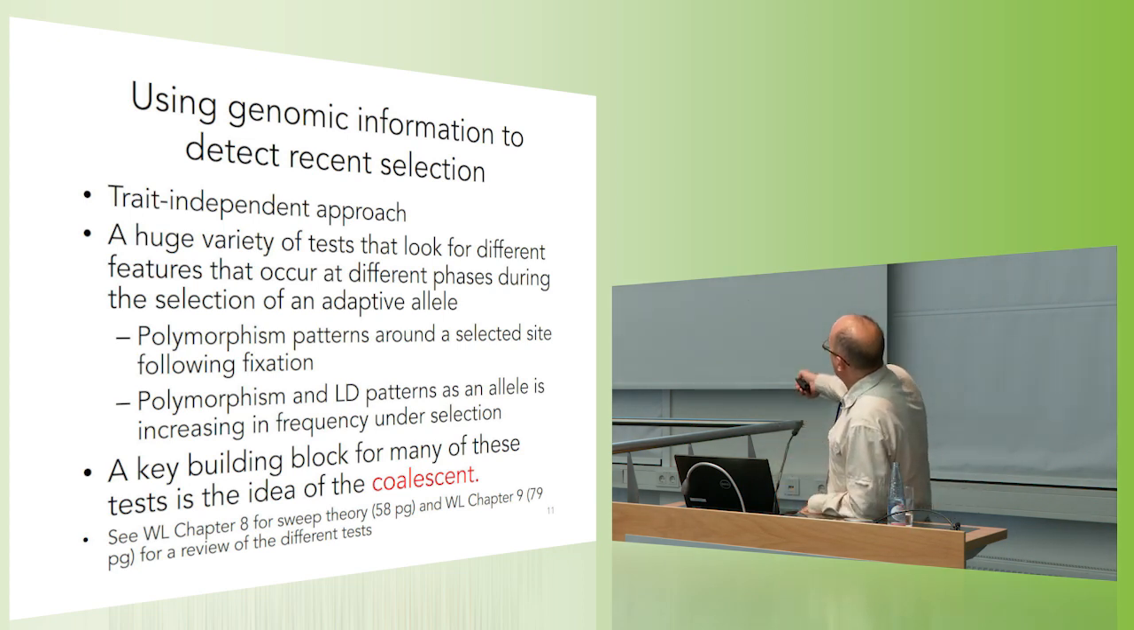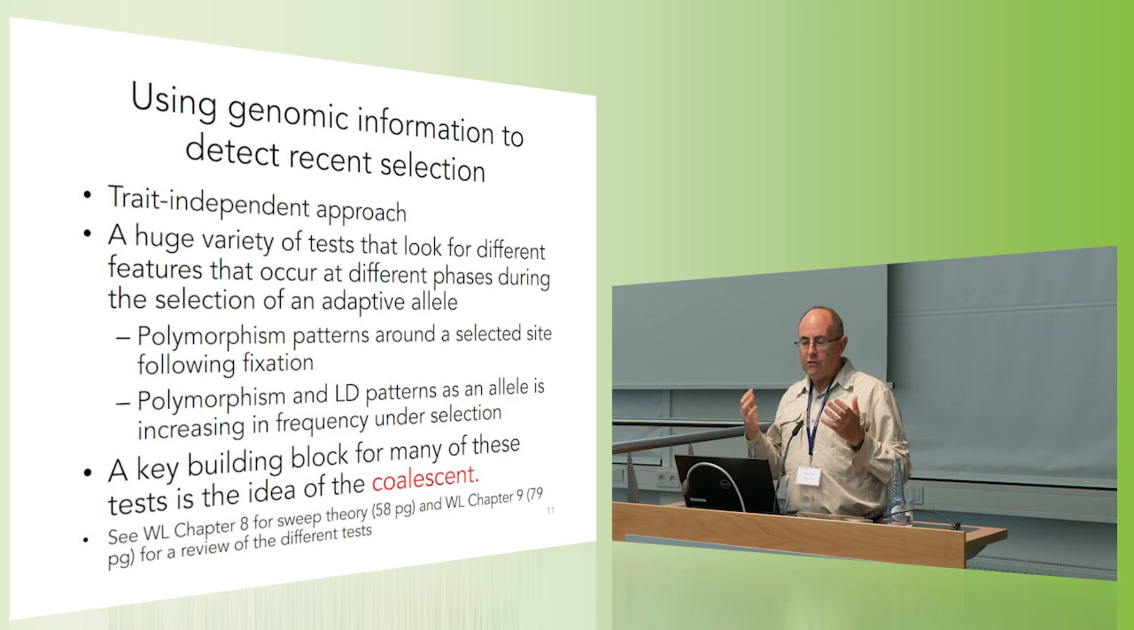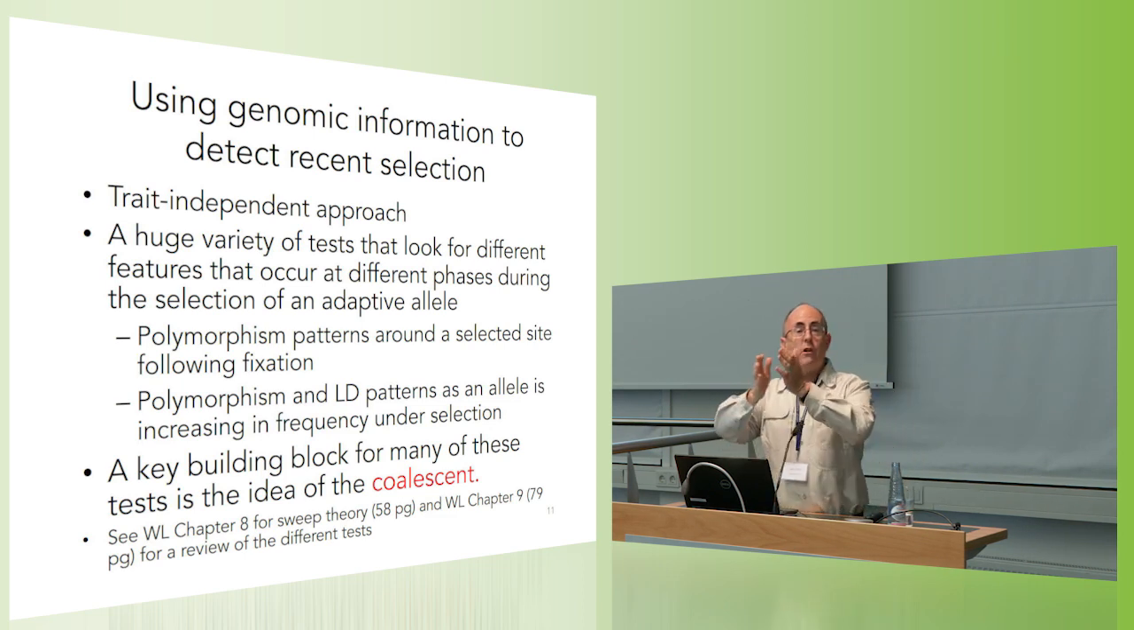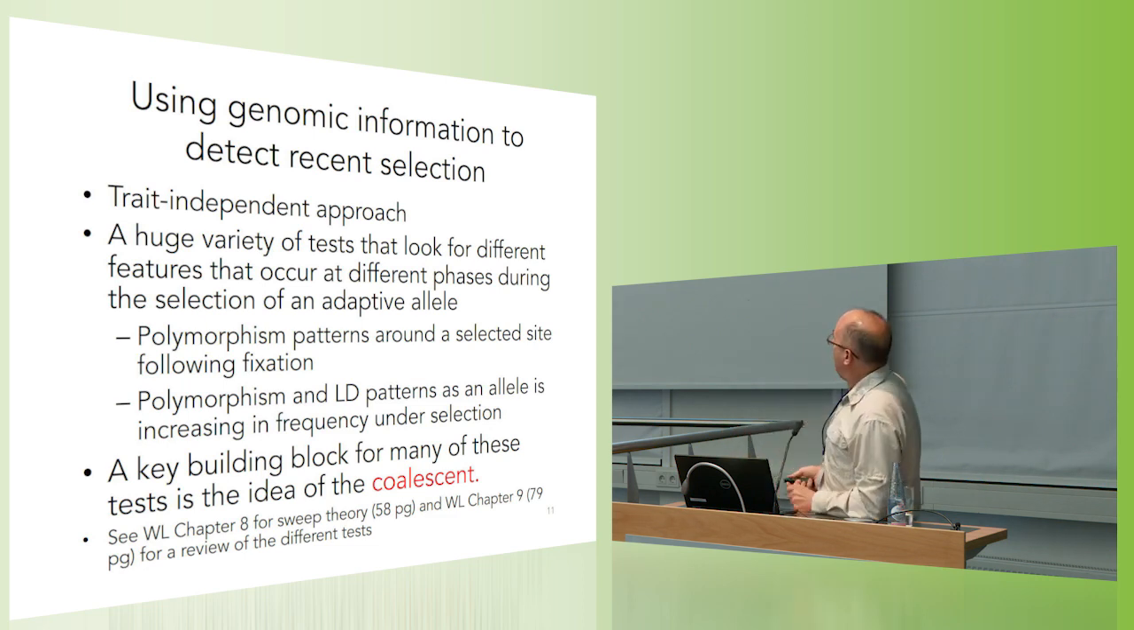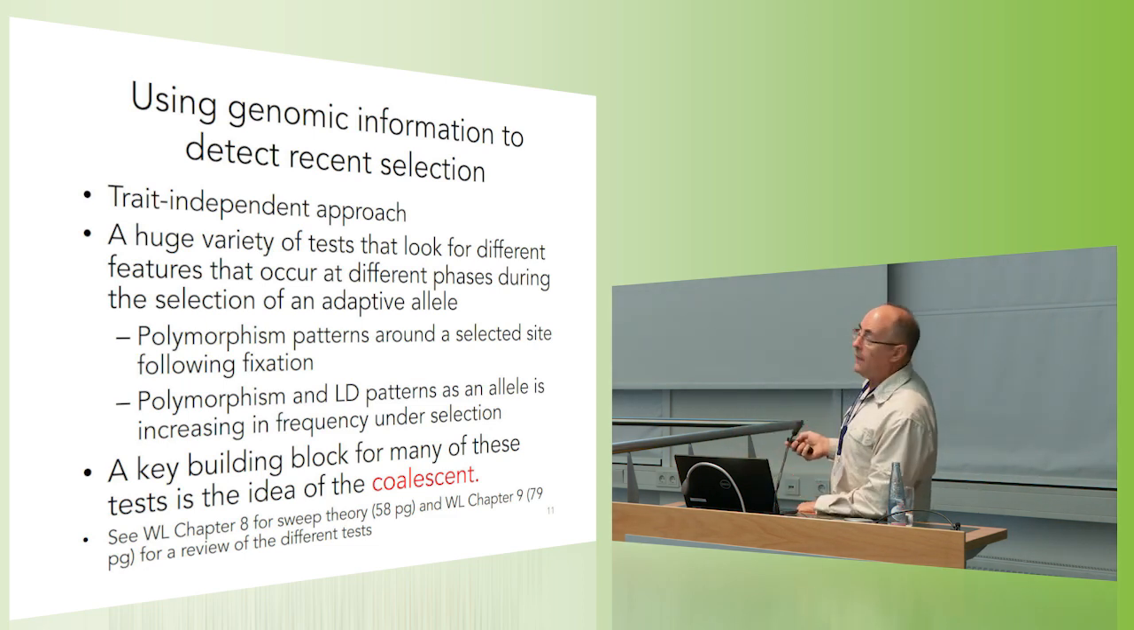As I mentioned, there's a ton of theory on this which gets a little bit complicated. I want to give you an overview. The idea is that when you have recent selection, it generates a pattern in genomic data. That pattern could be something as simple as reduction in the amount of diversity, or it could be more subtle in reconfiguring the way diversity is found. A number of tests look at those features, and they basically rely on this idea called a coalescent.